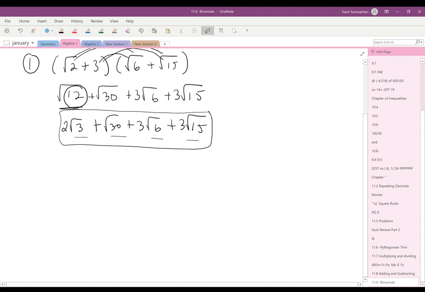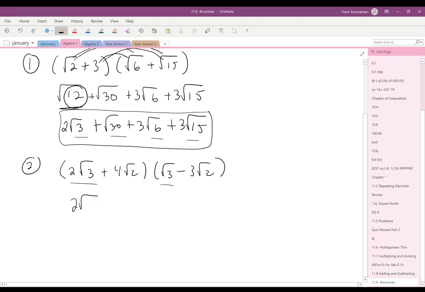Another example would be one like this: 2 radical 3 plus 4 radical 2 times radical 3 minus 3 radical 2. So in this example, when we multiply it, 2 radical 3 times radical 3, you can either just immediately notice this is going to be the same as 2 times 3, or you could write it as 2 square root of 9, which is what I'll do this time.